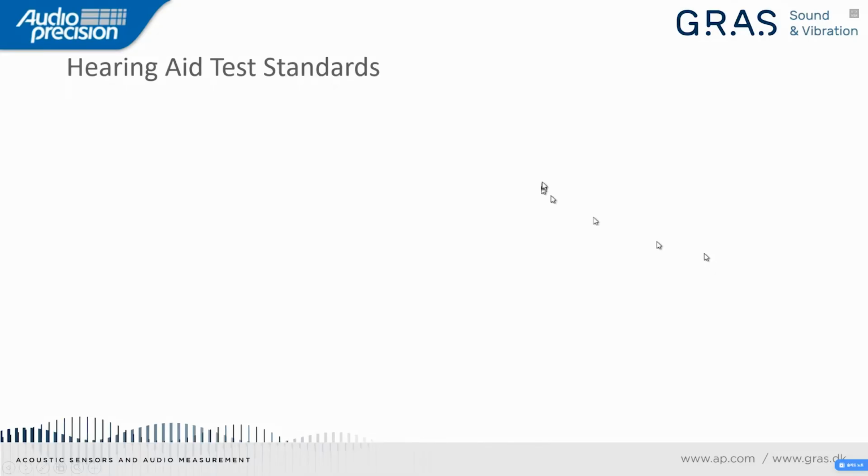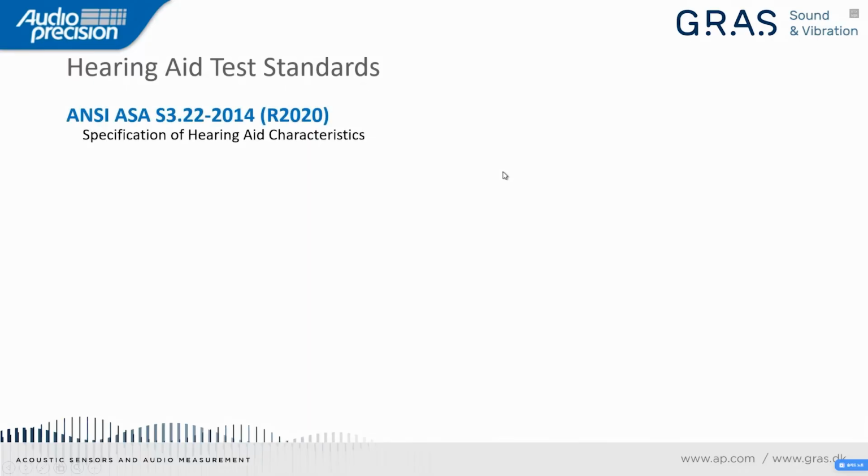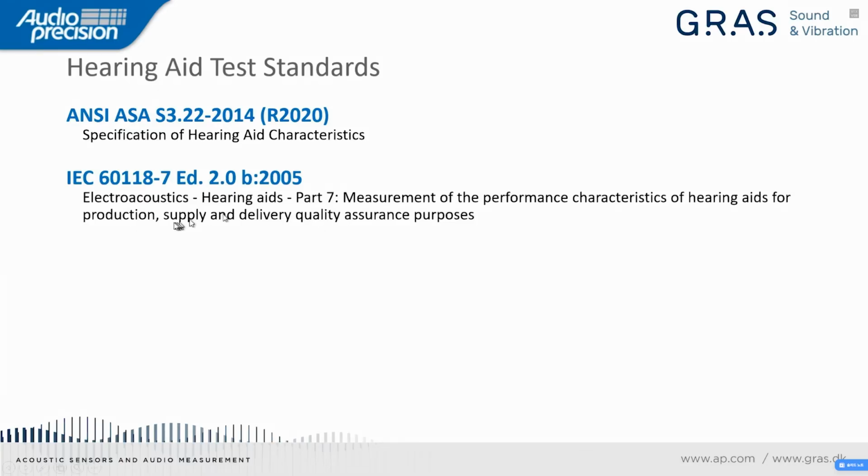Now we'll look at some of the hearing aid test standards. One of the main ones is the ANSI, American National Standards Institute and Acoustical Society of America S3.22. This was revised in 2014 and reaffirmed in 2020, and the title is Specification of Hearing Aid Characteristics. So this is the standard that is typically used for production test of hearing aids. A very similar standard is the international version, IEC 60118 Part 7.